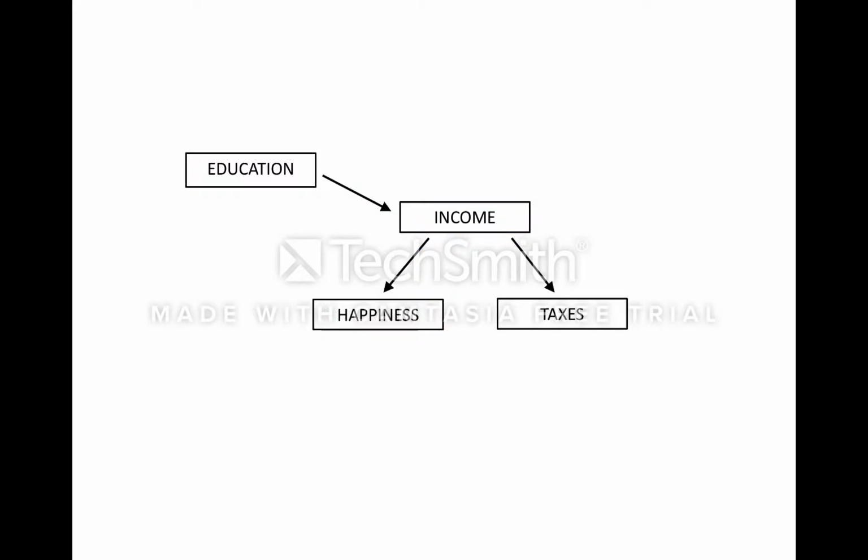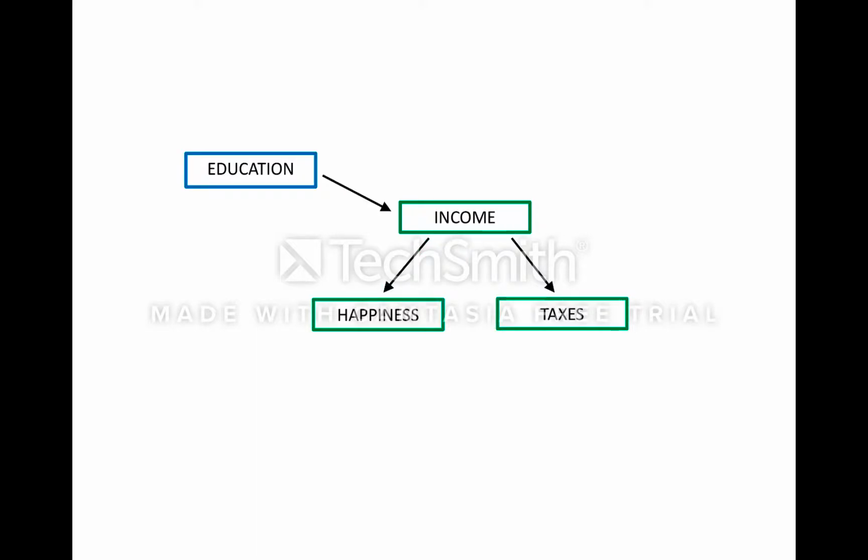Previously, we noted that direct causes are also called parents, and that direct effects are also called children. Analogously, the causes of a variable, direct or indirect, are also called ancestors, and effects of a variable, direct or indirect, are also called descendants. Here, both education and income are ancestors of happiness and of taxes. Income is a direct cause, parent, and ancestor of happiness, whereas education is an indirect cause, ancestor, but not a parent or direct cause of happiness.